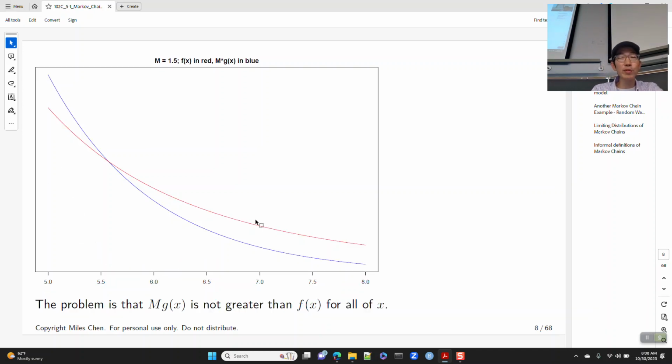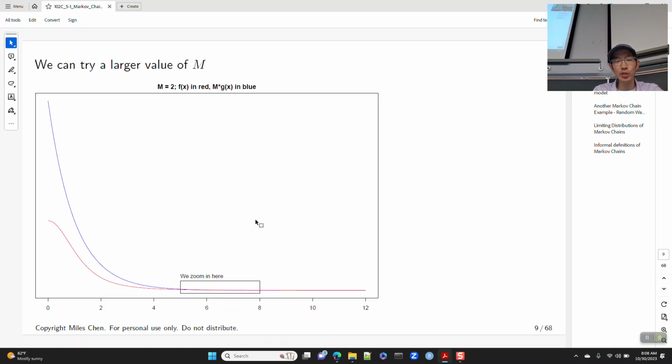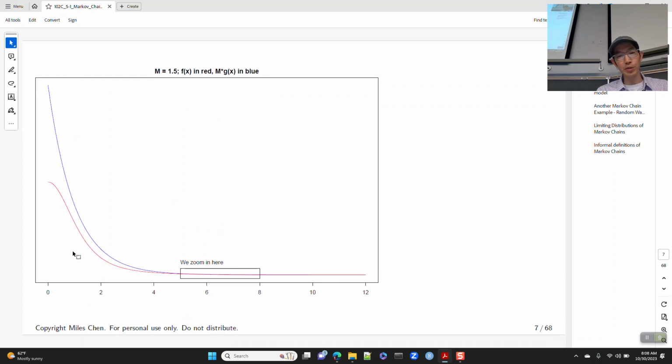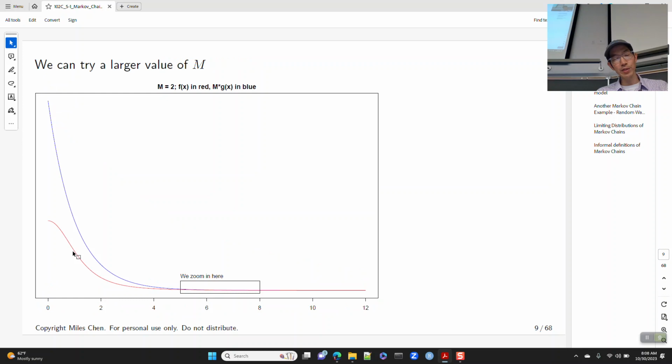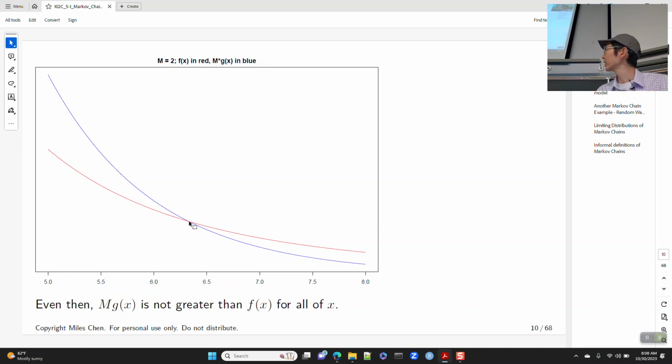So we could say, okay, well, what if we make m bigger, and we say m is 2? And so now we can see the blue distribution is even taller, the red distribution is even shorter. So this was at 1.5, and you'll see that the red distribution shrinks comparatively. And again, it fits very comfortably inside the blue. But if we zoom in on this area, again, it crosses. So now values above, say, 6.4 will not be generated frequently enough.